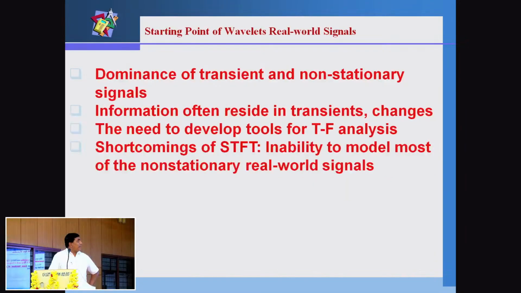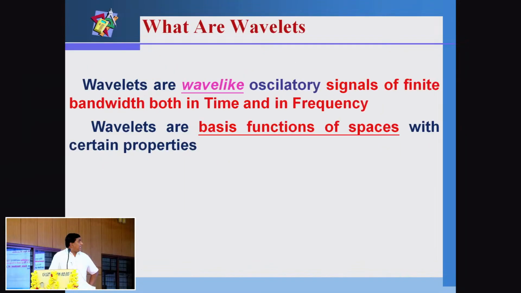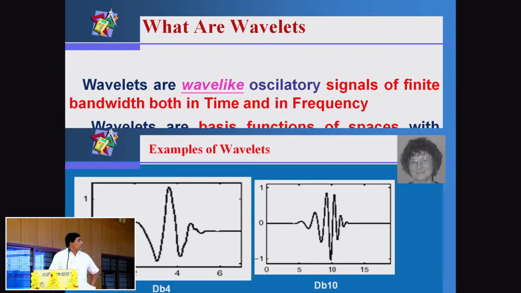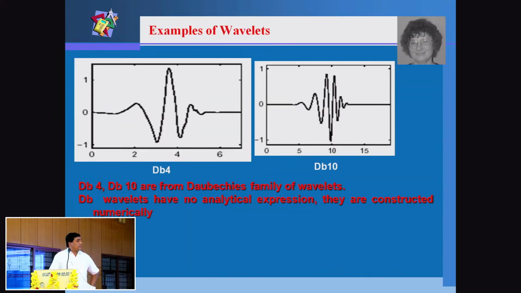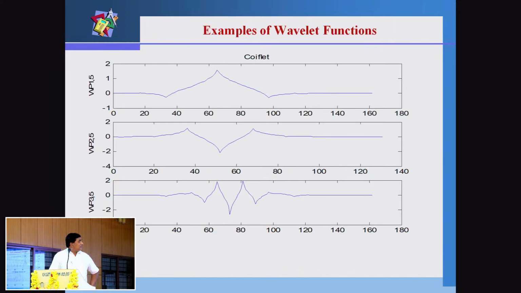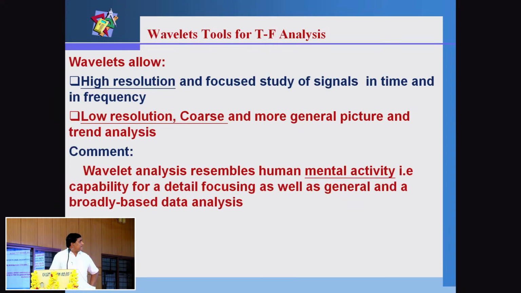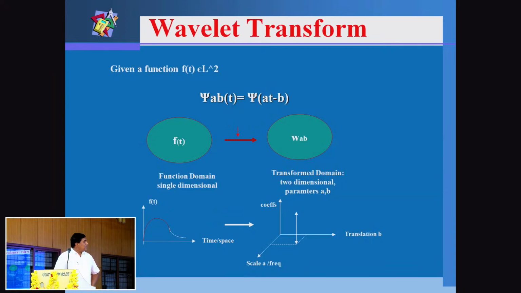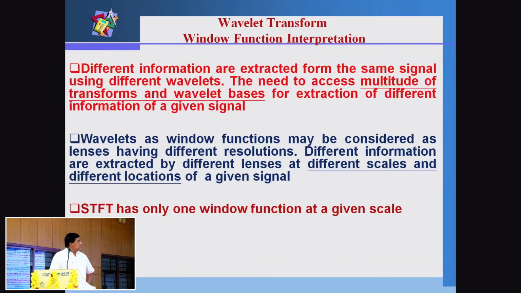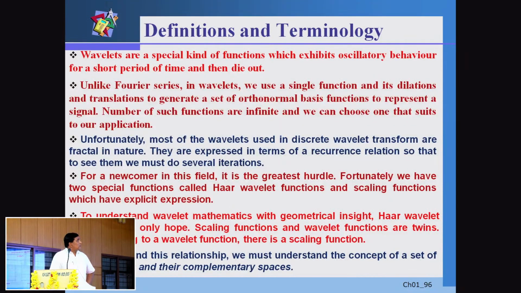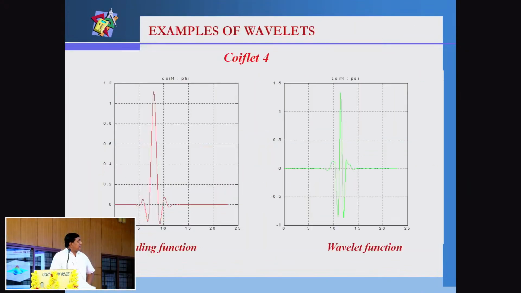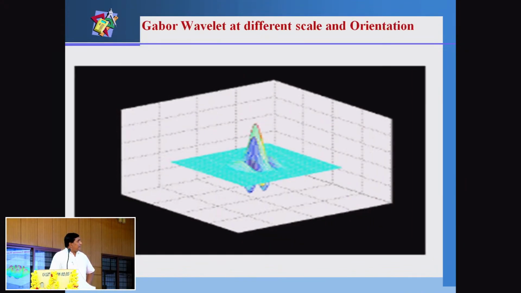Wavelets are wave-like oscillatory signals of finite bandwidth both in time and frequency. Wavelets are basis functions of space with certain properties. These are examples of wavelets. It is a Daubechies wavelet. Wavelet packets. Here, this is the wavelet transform. These are examples of wavelets: Gabor wavelets, Laguerre wavelet.